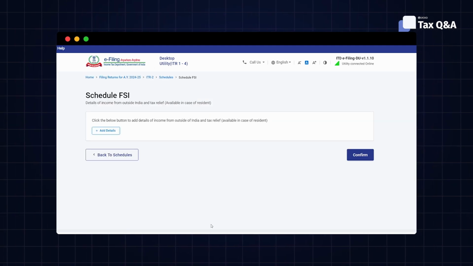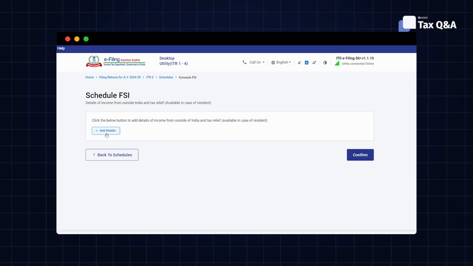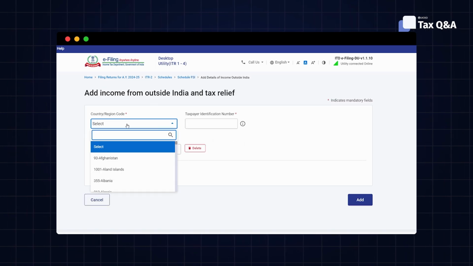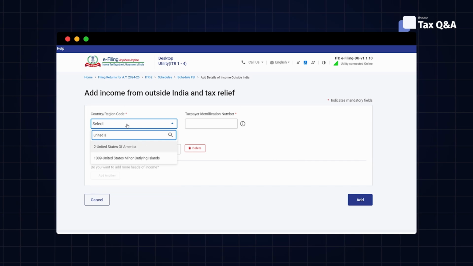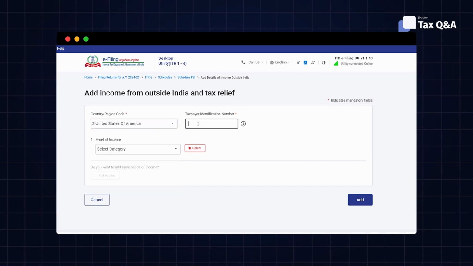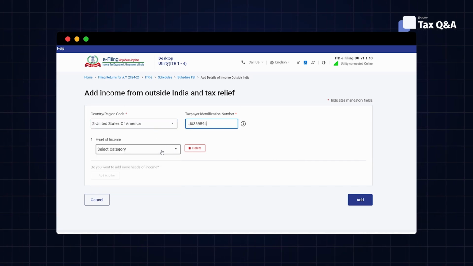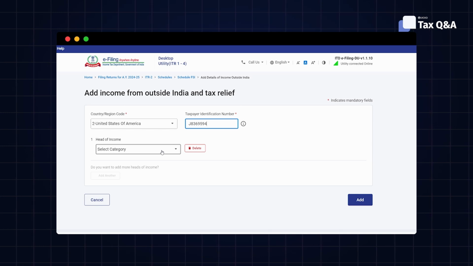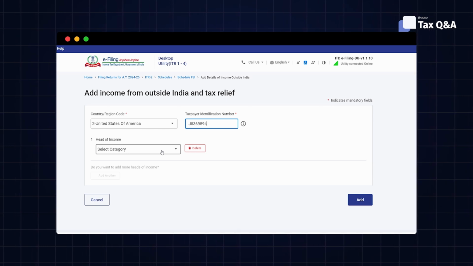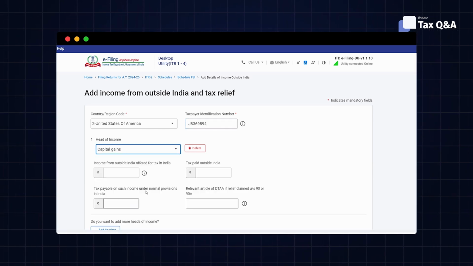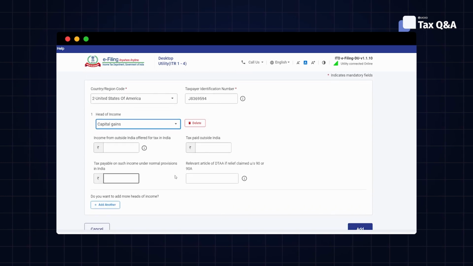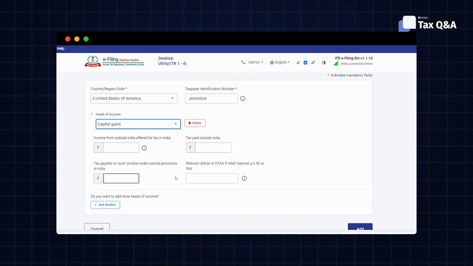When it comes to reporting foreign income under Schedule FSI, you will begin by specifying the country where the income was earned. Along with that, the TIN, taxpayer identification number, or your passport number. Then you'll enter the type of income you've earned, whether it is salary, rental income, or capital gains. The amount earned in Indian rupees, of course, and details of any taxes paid on this income in the foreign country. Apart from this, you also need to report the foreign income under the respective schedules in the ITR, just like you report your domestic income.